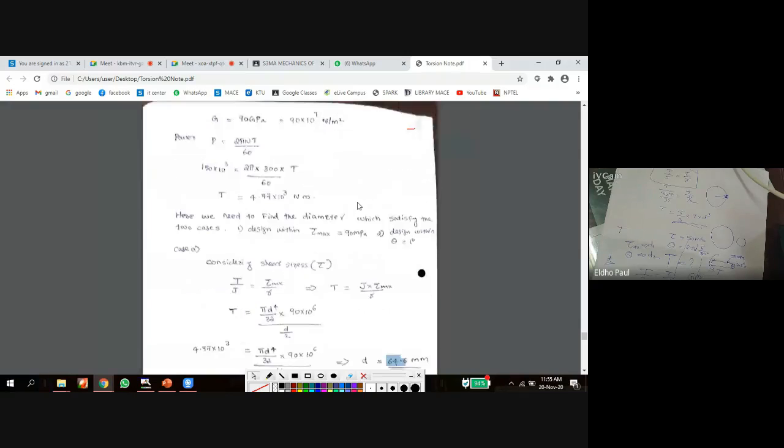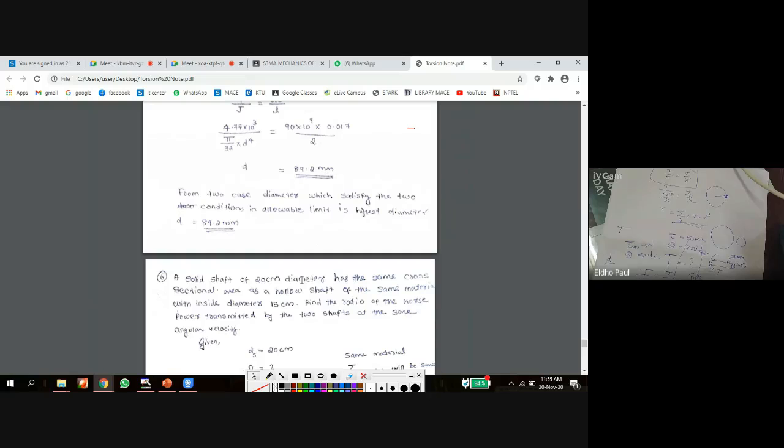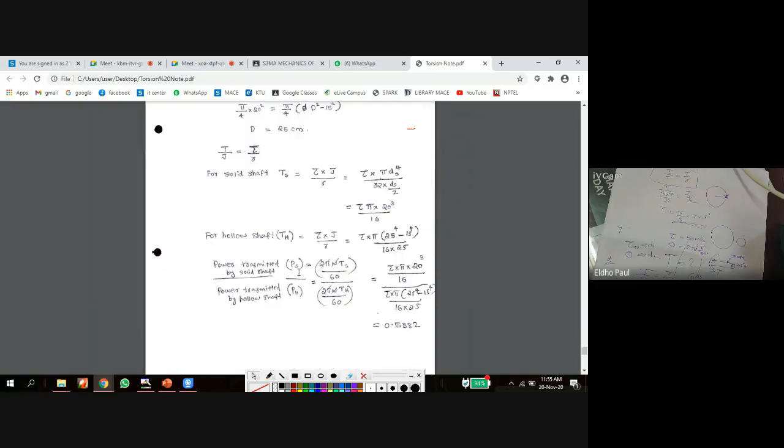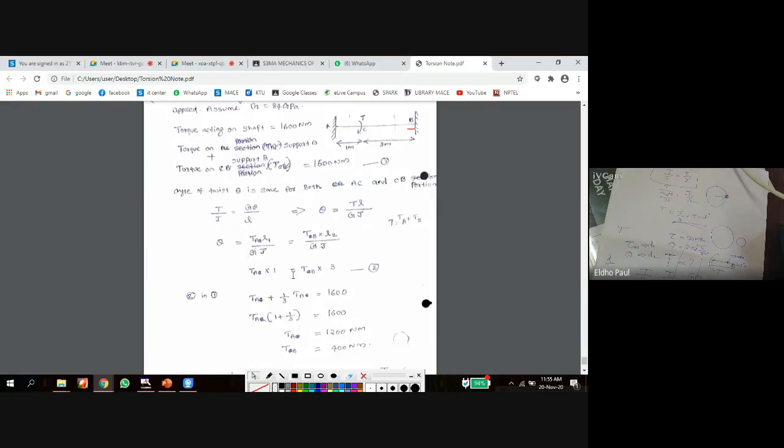So this is very important. While selecting the diameter from the two conditions, select the diameter with the higher value. But when we select the torque from the two conditions, select the torque with the lower value. So that is about the problems.